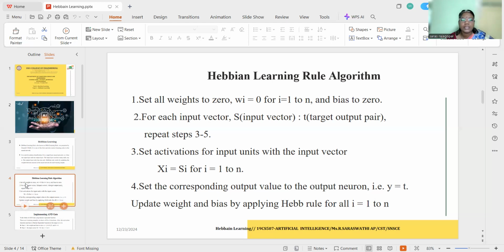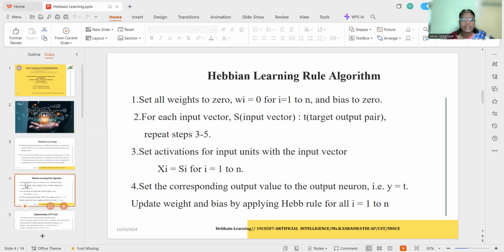For each input vector s and target output pair t, repeat steps 3 to 5. Set activation for the input units in the input vector. For example, the activation function is xi. Input is si. Xi is equal to si for all i equal to 1 to n. X is the input, and s is the activation for all the inputs.